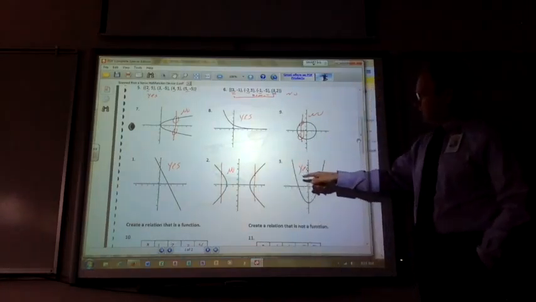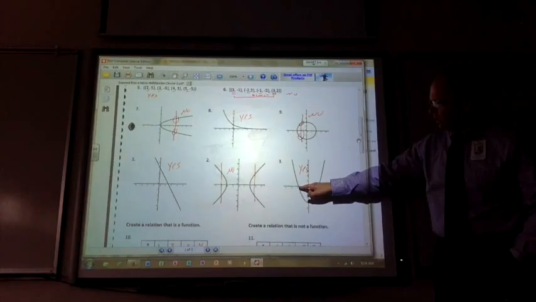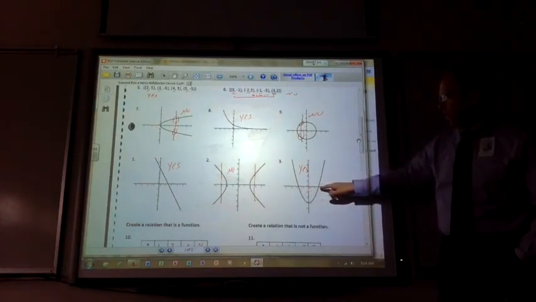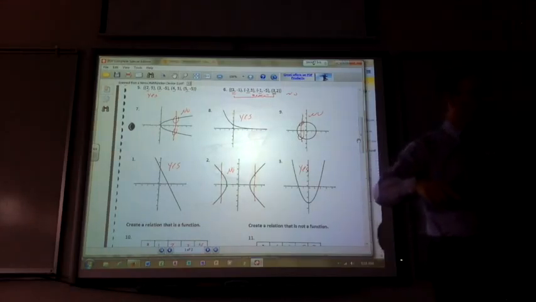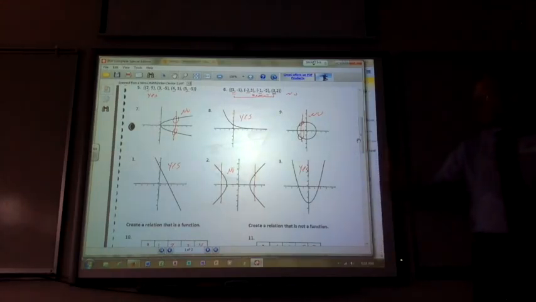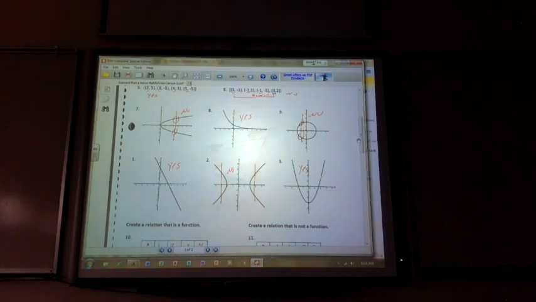But if I came over to say this one, this would be say the point -2, 0, and 2, 0. -2 and 2 are two different numbers. So vertical line test, x values repeating. If x values repeat, not a function. If they do repeat, not a function. If they don't repeat, it can be a function.